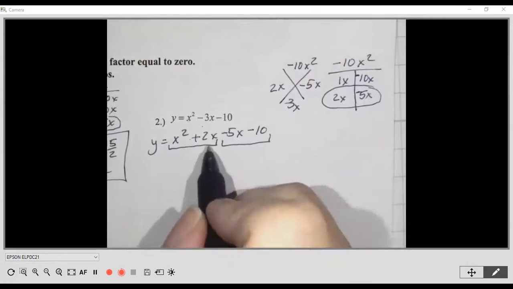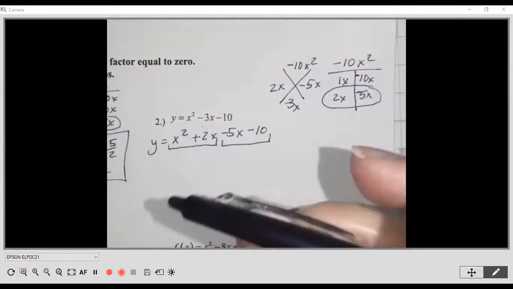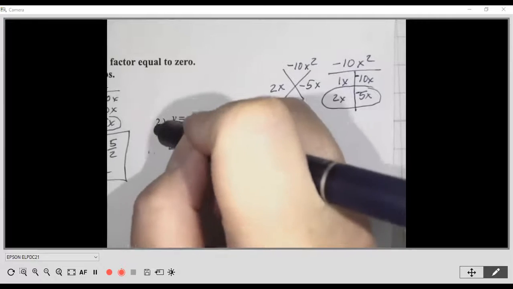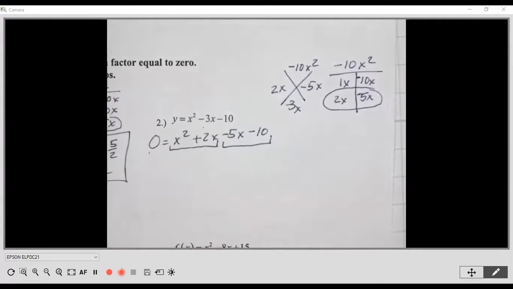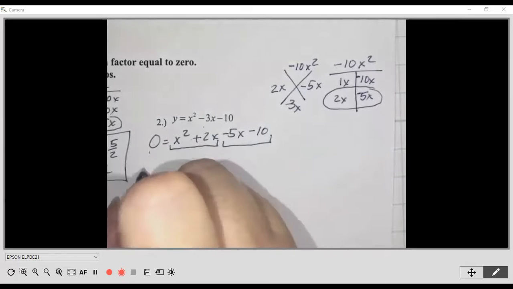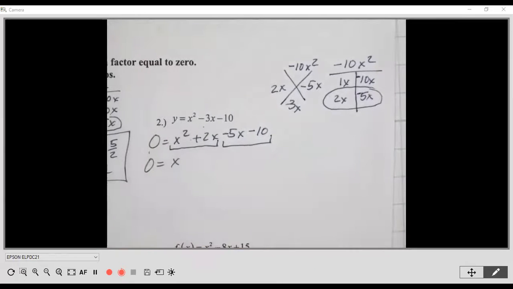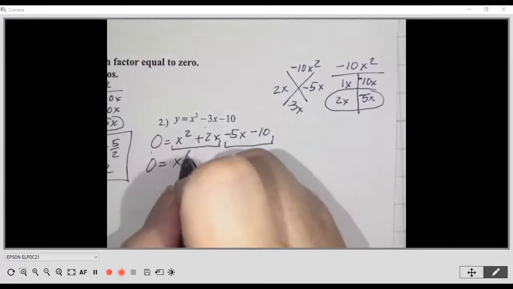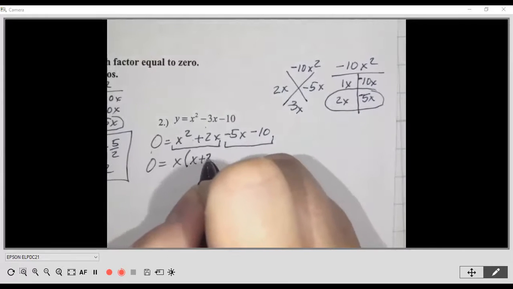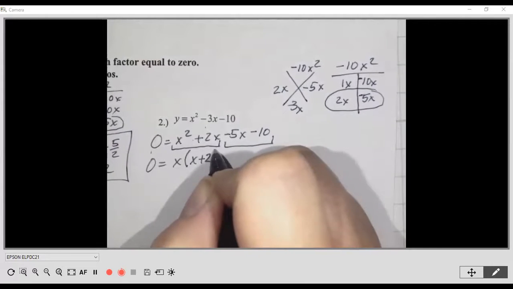My first group only has a GCF of, we'll set this equal to 0 instead of y because we want to solve for the zeros. Sorry about that. Go ahead and change that y to a 0. And then we factor out the GCF for the first group, which is x. So we have x times the quantity, x plus 2.